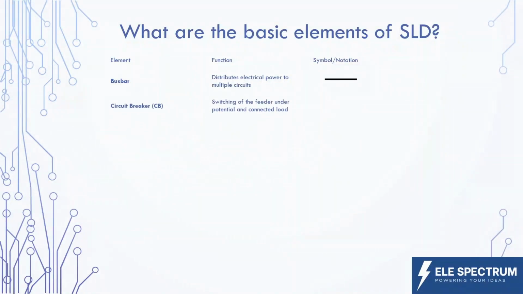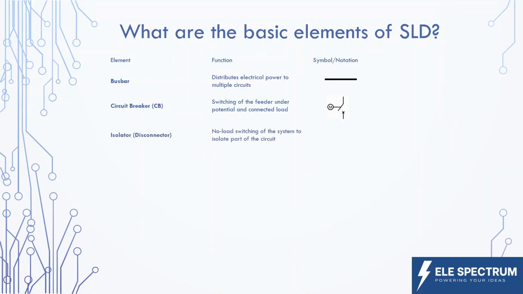Next element is a circuit breaker. Circuit breaker is used to switch a feeder while a load is connected. It is also used to disconnect a feeder during faulty condition or any abnormal condition. It is similar to a switch we use in household to switch a fan or a light, but it is different in terms of technology and construction as it is used to switch high voltage or high power circuits. A circuit breaker is represented like a switch, as you can see here in the symbol.